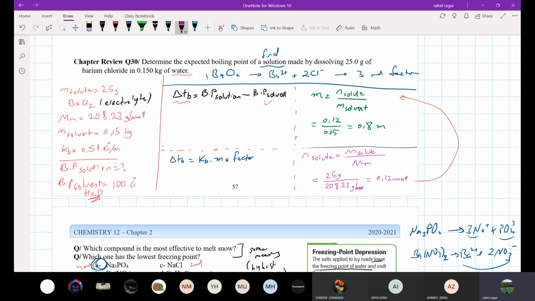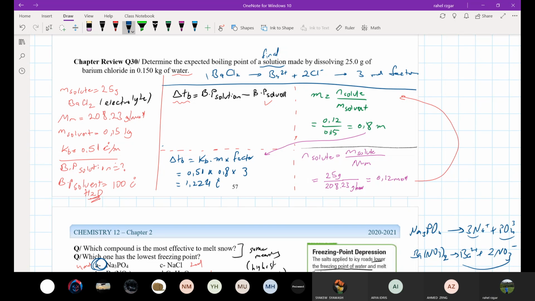Just like the previous questions, put it here also. Now, Kb, we know Kb, times molality times factor 3, and the result is, let me check, 0.51 times 0.8 times 3, yes, 1.224. What is the unit?